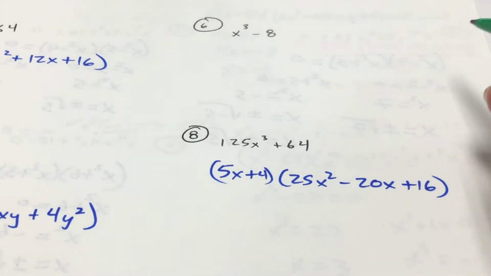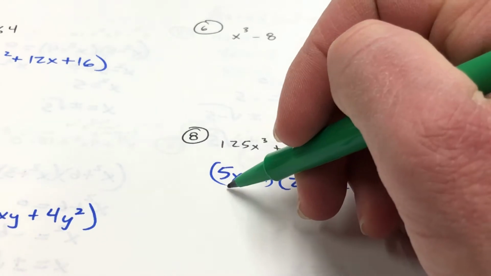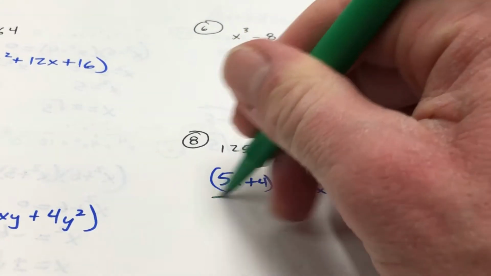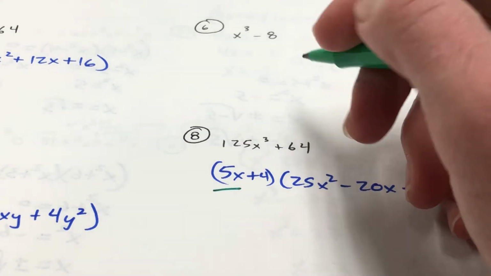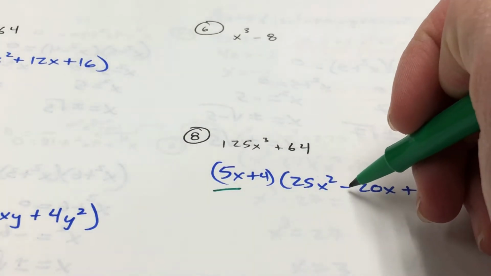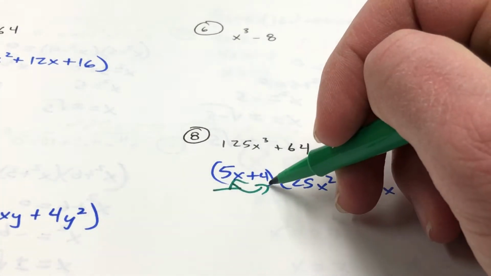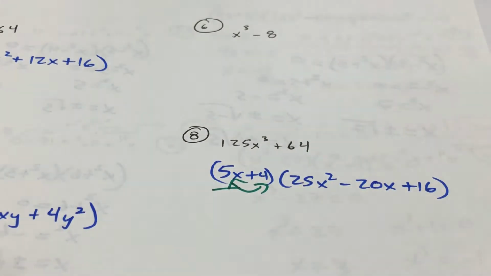125x to the third plus 64. The cube root of 125x to the third is 5x. The cube root of 64 is 4. Take the first term and I square it, 25x squared. This was plus, this is minus. 5x times 4 is 20x. Take 4 and I square it, plus 16.